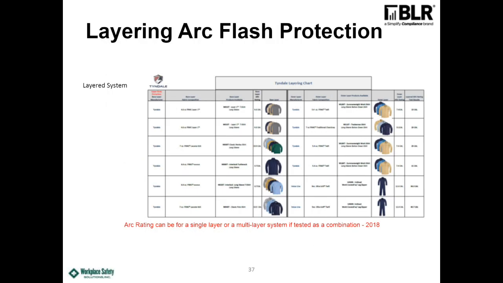Layering charts. This is one from Tyndale, but Bulwark and all the manufacturers will have a layering chart, so you can add them up. And if you add up the value to them, usually it's going to be close to double the rating, actually, of the system, as a tested system is going to be much higher. So I can put on my 10.9 calories shirt and 12.4 calorie coveralls, and I'm at 40.7, even though they only add up to 23.3.